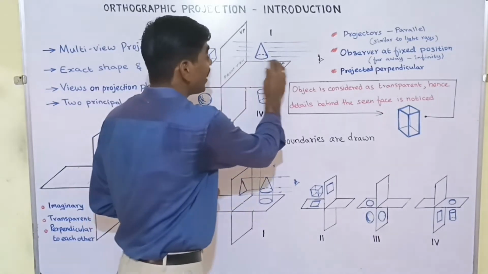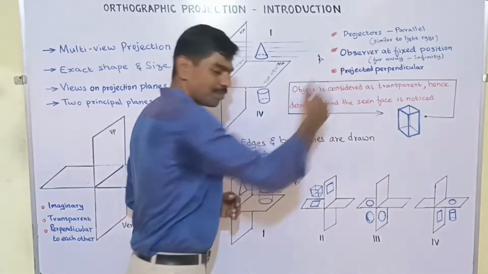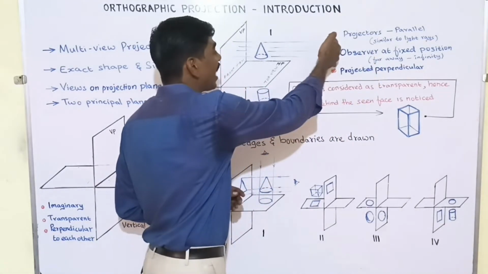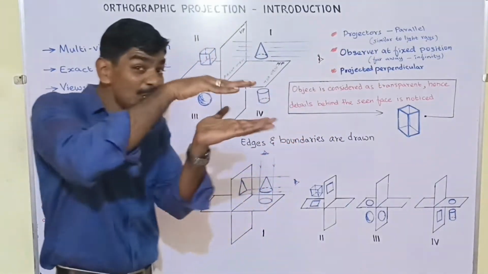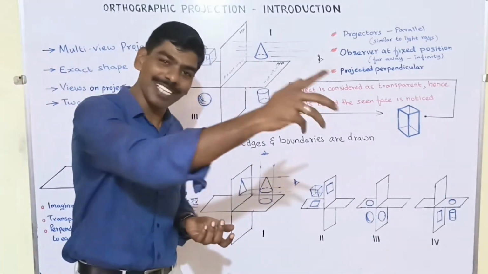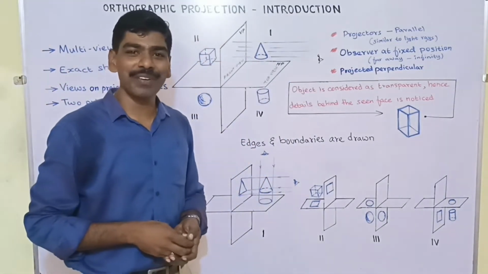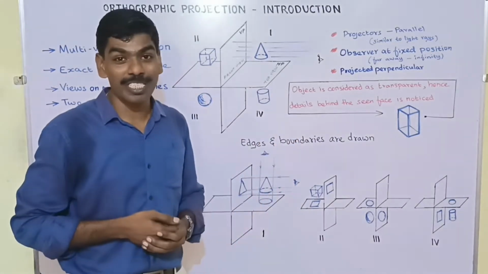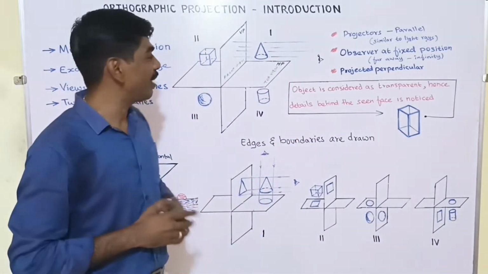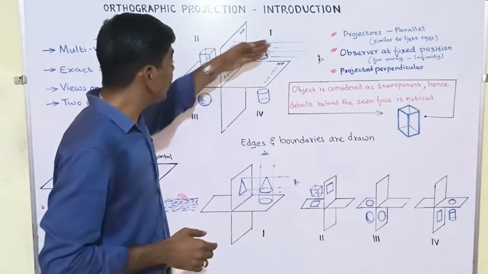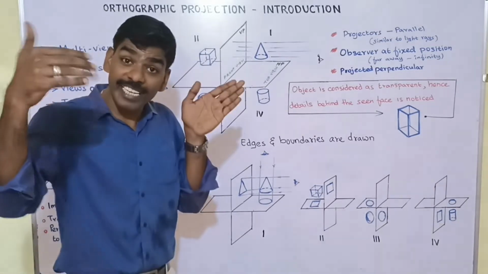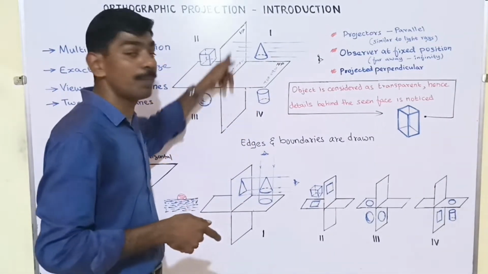So the observer is moved further away. Once the observer is far away, the light rays tend to be parallel. The observer is at infinity, the light rays are parallel. Of course, if the observer is at infinity, the object is not seen, but we consider so. The projectors are parallel, that's the important thing. Projectors are parallel and these projections are made on planes. The projectors are perpendicular to the principal planes.